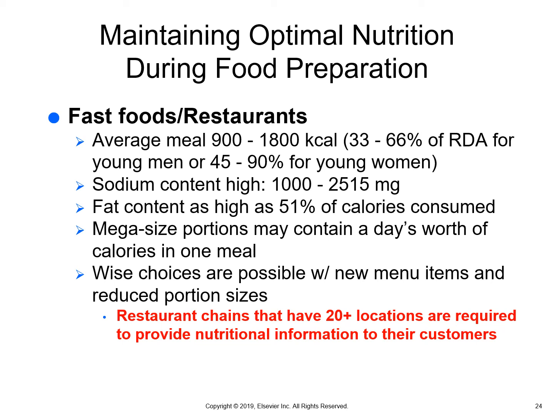Wise choices are possible now because they have new menu items with reduced portion sizes, and all of the information is typically listed there for you, so you can make a wise choice when you're eating fast food. And restaurant chains that have 20 plus locations are now required to provide nutritional information to their customers. So that's a good thing. You can review what you're eating before you make your selection.